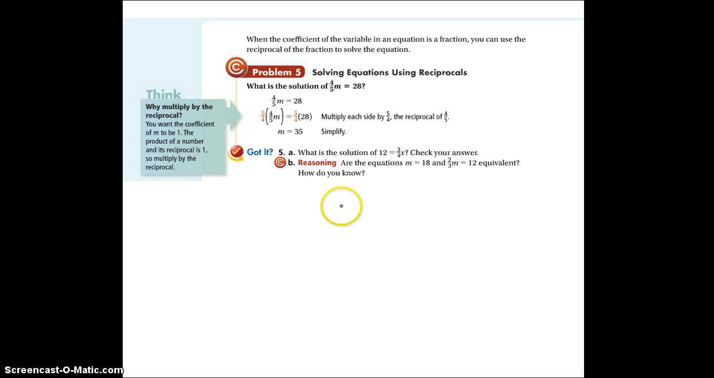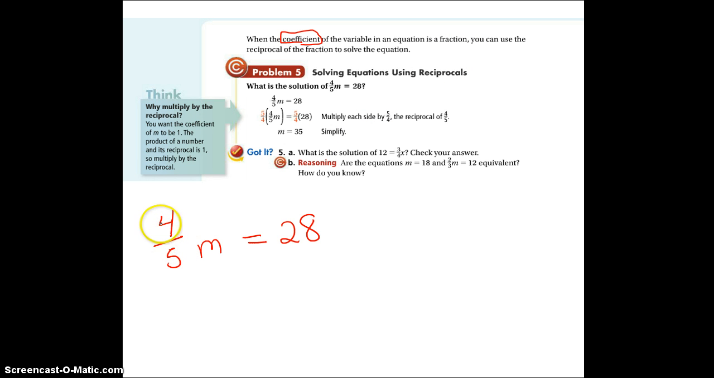First off, just to define a few things real quick. Here in this problem, we have 4/5 m equal to 28. When you have a number in front of the variable, that number is called the coefficient. So that's what they mean by this. When the coefficient of a variable in an equation is a fraction, so here the coefficient is a fraction, then you can use the reciprocal of the fraction to solve the equation.